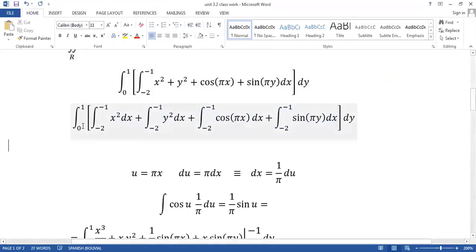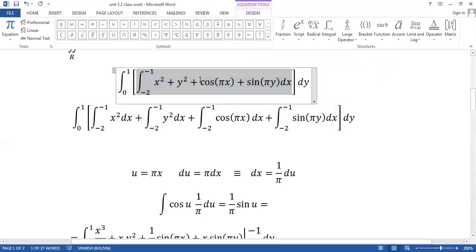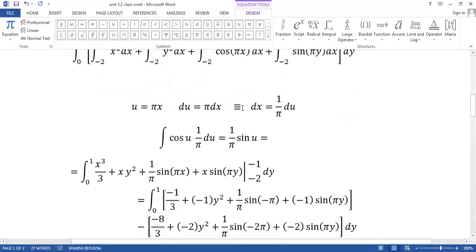Okay, so this whole thing is the same as this whole thing, because remember when we're taking integrals, the integral of a sum is equal to the sum of the integrals. So in other words, we are integrating term by term here. Each term is being integrated separately. And with respect to dx? With respect to x, yes. So, what was your question again?